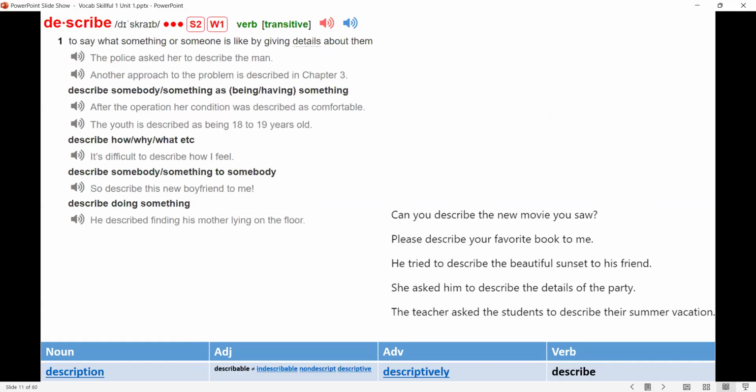Describe is the verb, description is the noun. When you describe something, you explain in detail. You tell what something or someone is like by giving more details about it. Examples. Can you describe the new movie to us? Please describe your favorite book to me. He tried to describe the beautiful sunset to his friend.